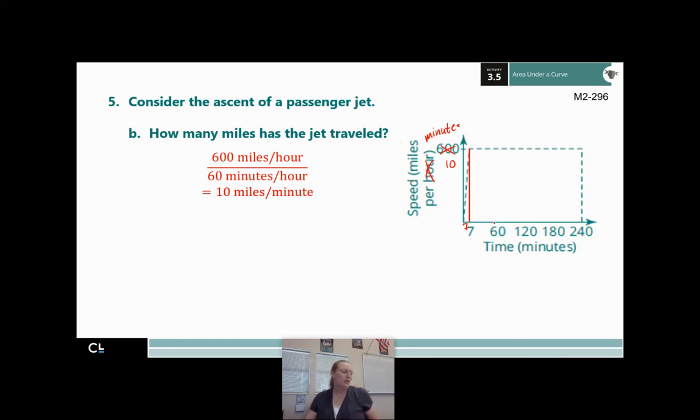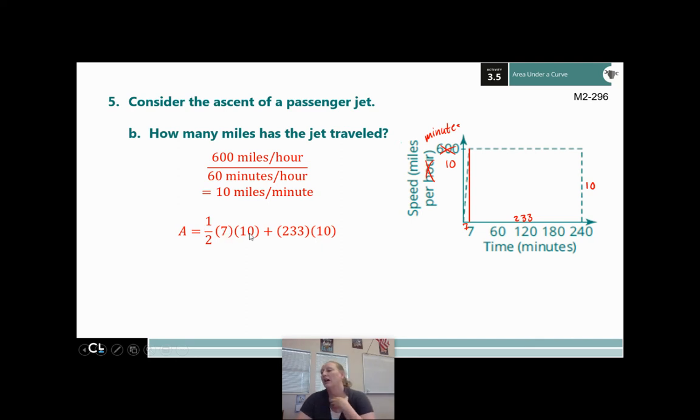My rectangle, though, I need my calculator because 240 minus 7 will give me the base of that rectangle, right? So from 7 to 240, the base of my rectangle is going to be 233. We already know the height is 10 miles per minute. We've done that many times now. So fine, area of a triangle, 1/2 base times height, area of a rectangle, base times height.